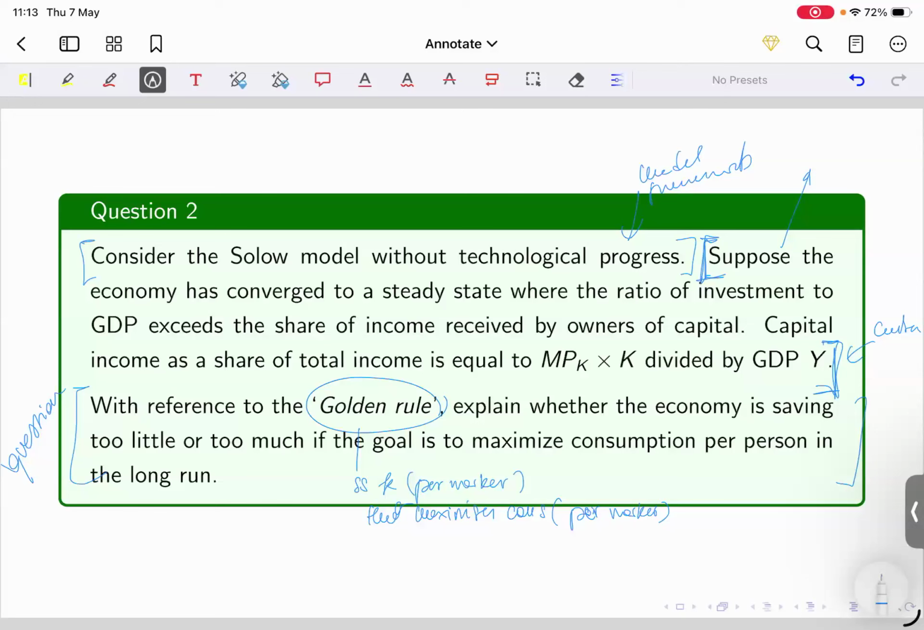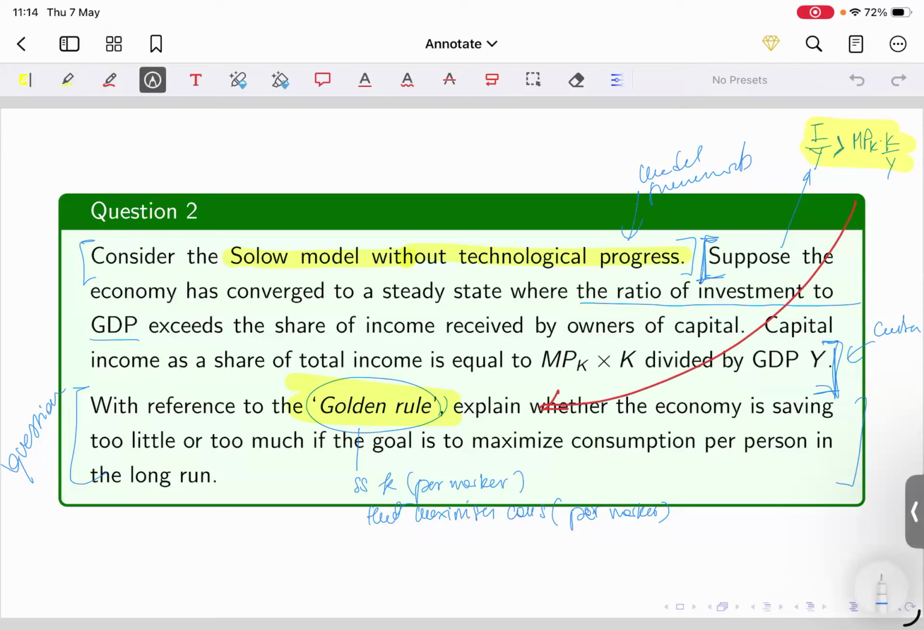This is telling me that the ratio of investment to GDP, so I over Y, exceeds the share of income received by owners of capital, so it is greater than the marginal product of capital, MPK, times K over Y, the capital intensity. So this is where we are within the Solow model without technological progress, and we need to connect it with the golden rule. This is how we go from one to the other.